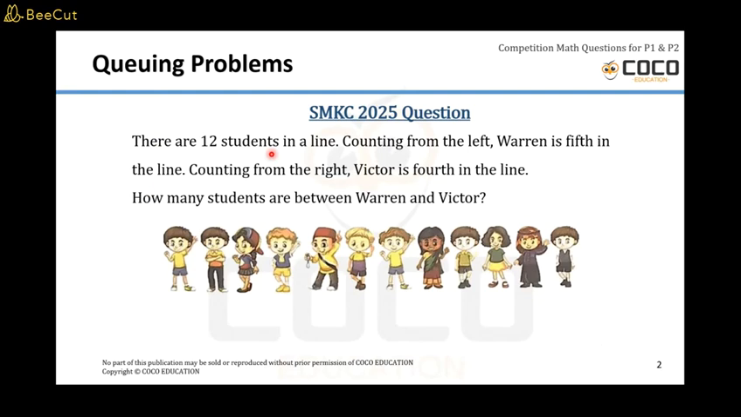There are 12 students in a line. Counting from the left, Warren is fifth in the line. Counting from the right, Victor is fourth in the line. How many students are between Warren and Victor?